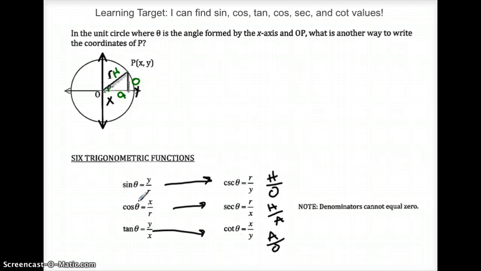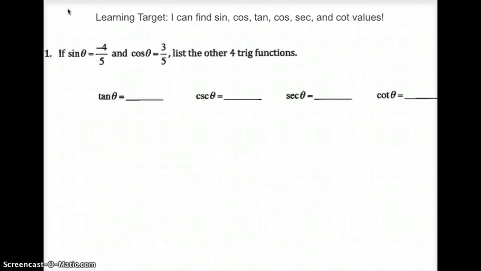I remember when I was learning this for the first time, I always wanted sine and secant to go together. I always wanted secant to be the opposite of sine because they both started with an S. That's just how my brain processed it, but that's wrong. It's actually the S's and C's. So sine with cosecant, cosine with secant. Okay, so be careful. Make sure you don't make the same mistake that I did.